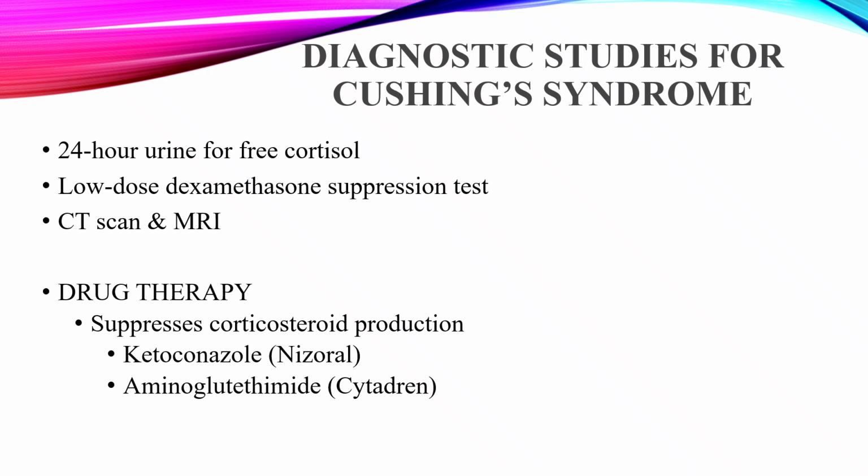Drug therapy. The most common drug therapy is called ketoconazole, and ketoconazole suppresses the release of cortisol from the adrenal glands themselves. So it is a suppressor. This comes in PO and IV form. We tend to start with PO unless there is a greater cause or a critical situation.